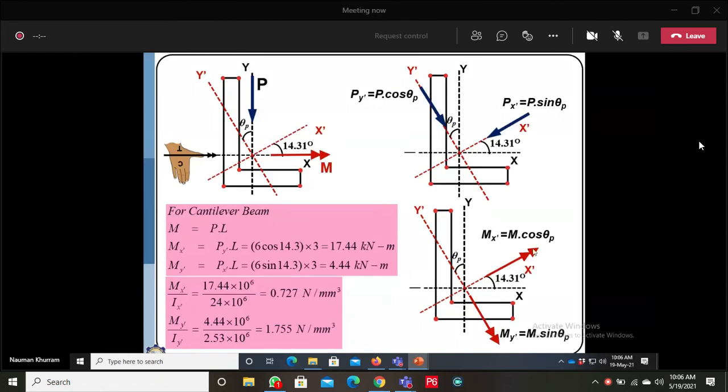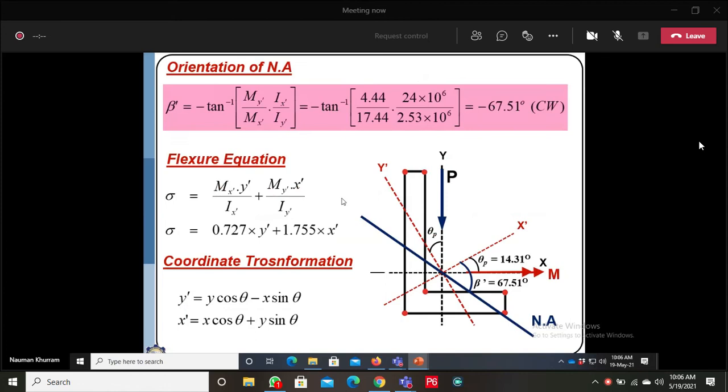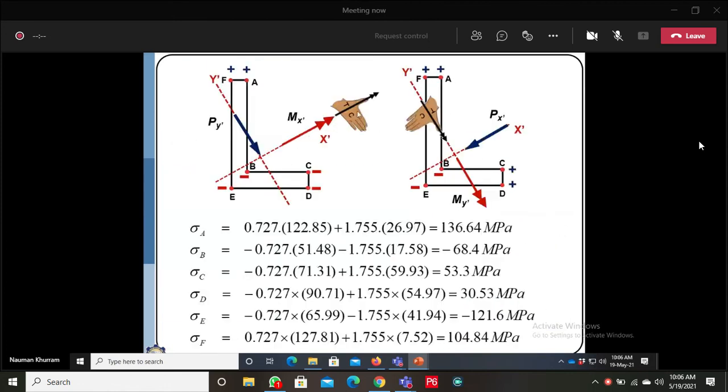So if the moment vector is acting in this direction, and you place the thumb of your right hand in the direction of the moment vector, then finger direction indicates negative sign and the wrist direction indicates tension. It means that due to Mx bar, or moment acting about x-axis, only points A and F are undergoing tension, and points B, C, D, and E will have compression.